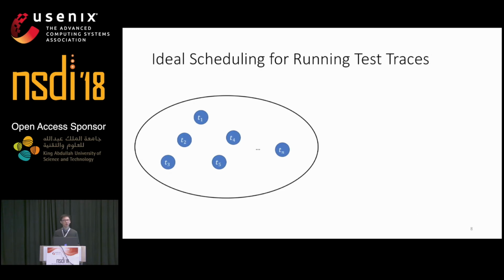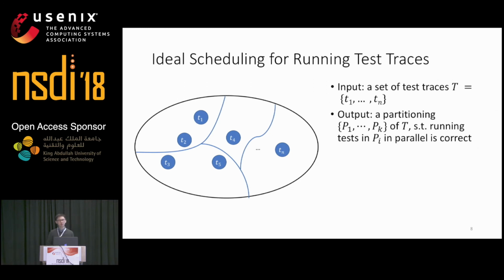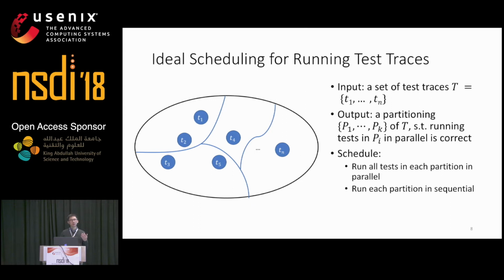Now, with those two high-level goals, let's step back and think what an ideal solution would be if we want to achieve those goals. The problem here is that we're given a set of test traces as shown in this picture. An ideal solution is that we can partition all test traces into different partitions. All test traces in a partition maintain the property that they can be injected into the network in parallel. If we can maintain such a property, then a corresponding schedule is one where we run all test cases in a partition in parallel. But if we have different traces in different partitions, then we run them sequentially. So this gives us a nice framework on how to schedule test traces in parallel and also avoid incorrect results.